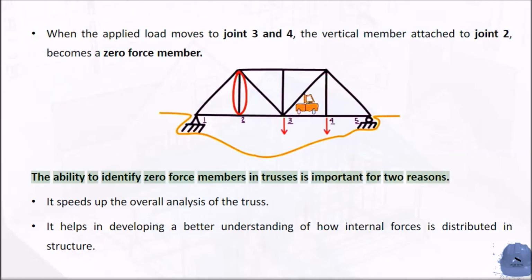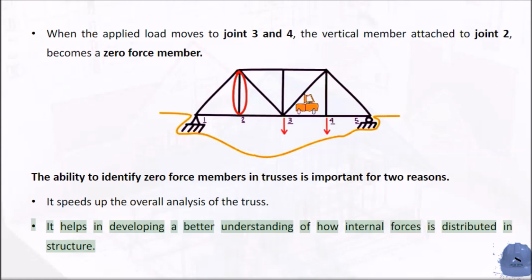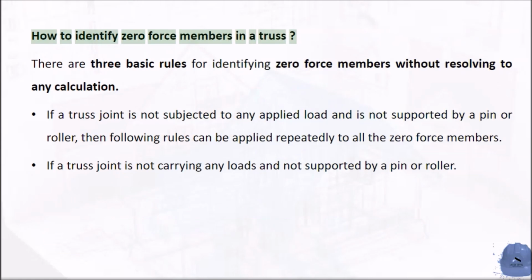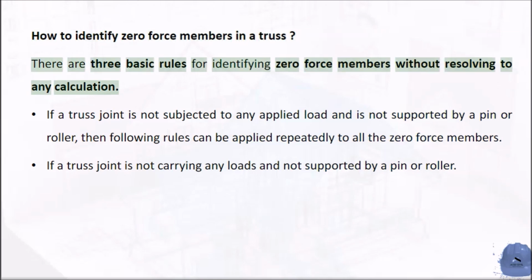The ability to identify zero-force members in trusses is important for two reasons. It speeds up the overall analysis of the truss. It helps in developing a better understanding of how internal forces are distributed in the structure. How to identify zero-force members in a truss. There are 3 basic rules for identifying zero-force members without resorting to any calculation.